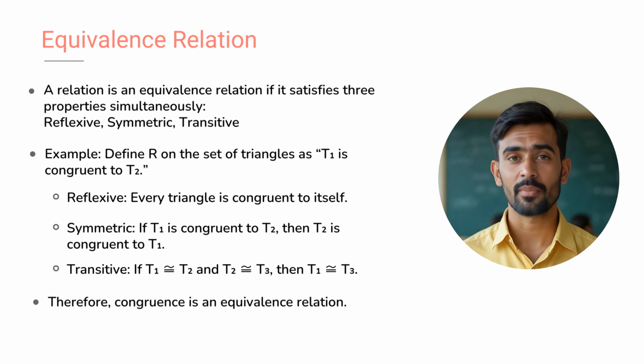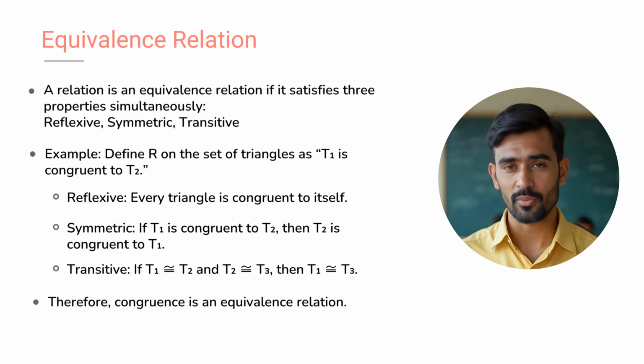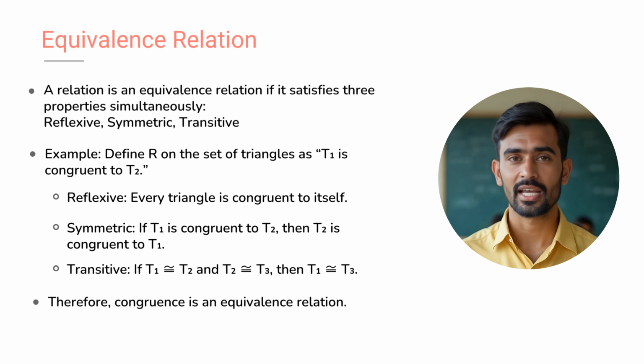Now here's something powerful. What if a relation is reflexive, symmetric, and transitive all at once? Then it's called an equivalence relation. Let's take a great example from geometry. Suppose R is a relation on the set of all triangles, where R equals the set of all pairs (T1, T2) such that T1 is congruent to T2. In other words, T1 is related to T2 if they are congruent.